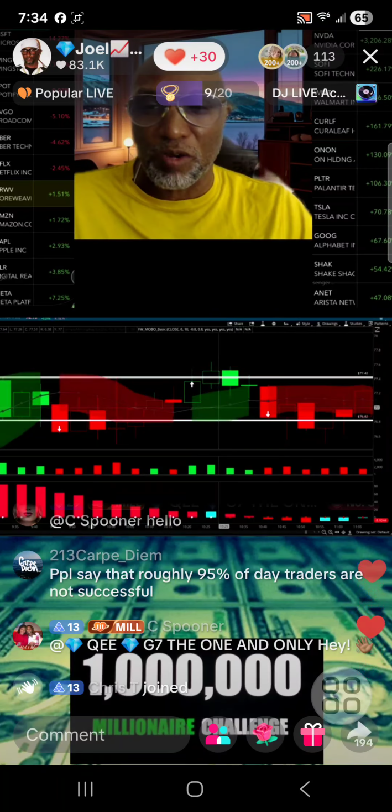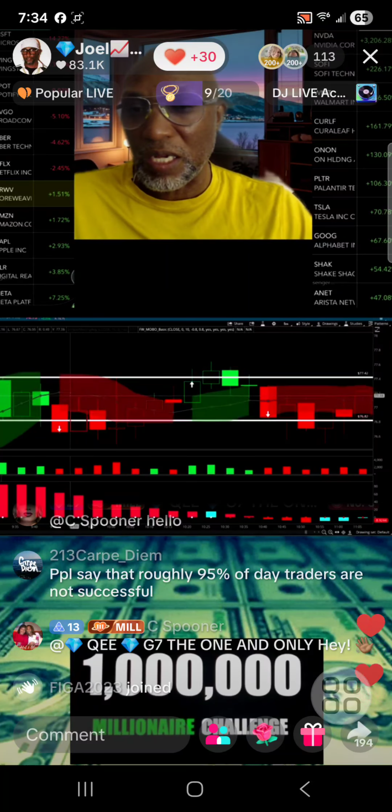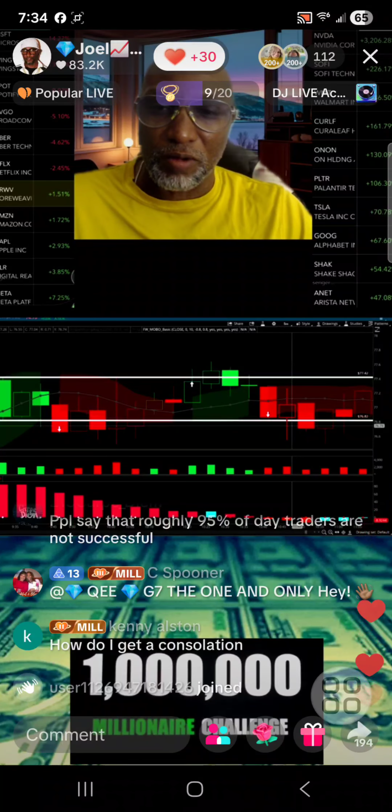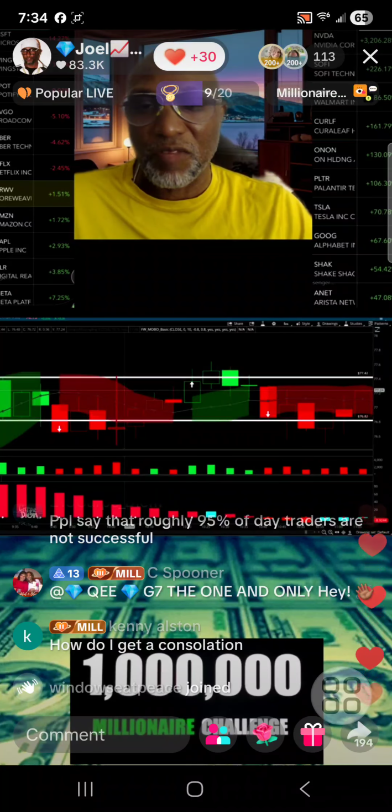Now, this is oil, right? Cat making his rounds. So it looked like we stayed within this range. We could not break out. We could not break out of this range.